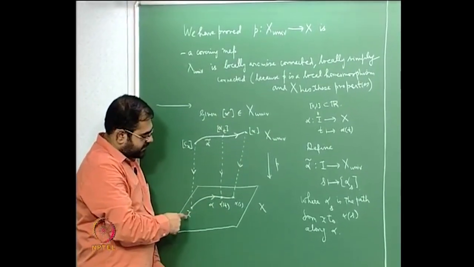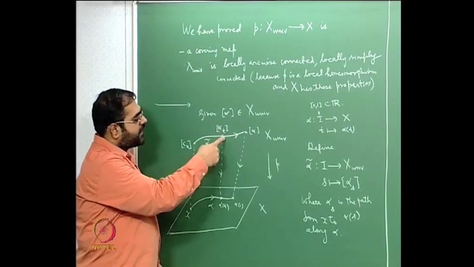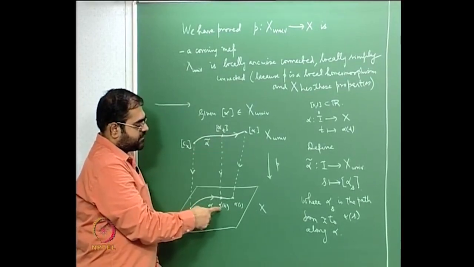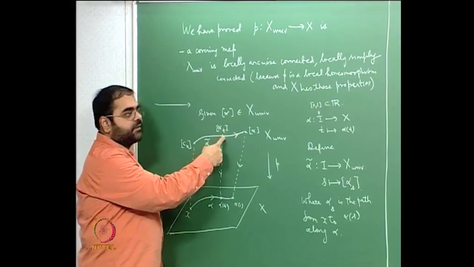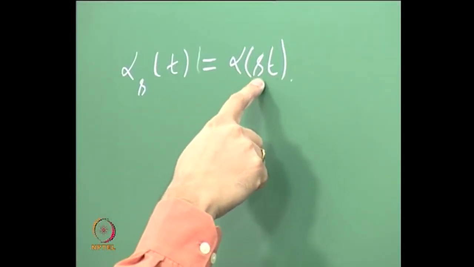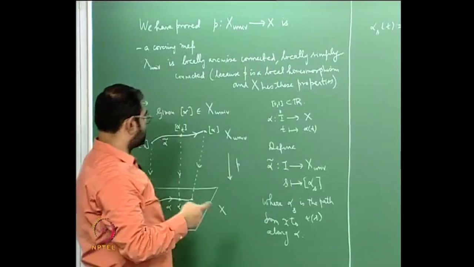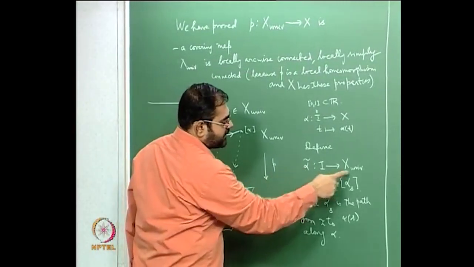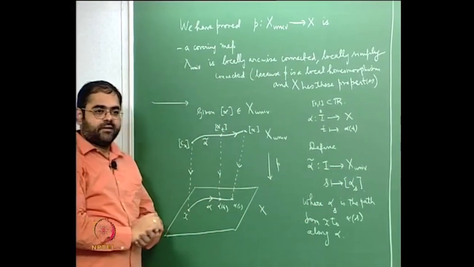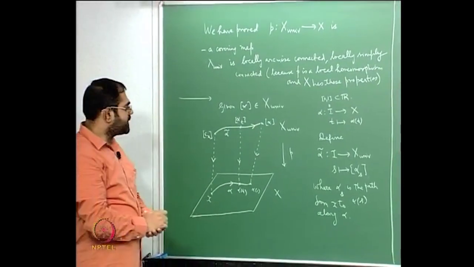So it is a path which starts at x and ends at alpha of s, so it will lie above this endpoint alpha of s, right. And it is also clear that there is a multiplication of variables here which is continuous, so a little bit of work has to be done to show that this map alpha tilde is actually a continuous map.